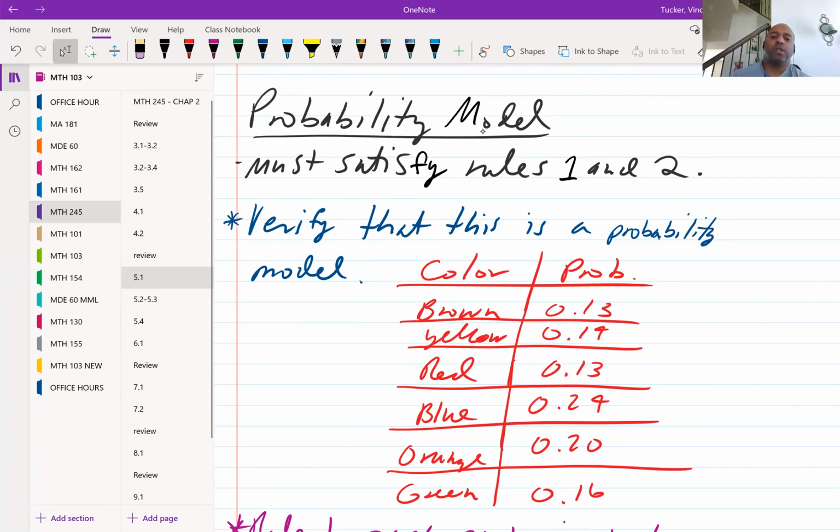So, you can think about M&M's, which has brown, yellow, red, blue, orange, and green. So think about a bag of M&M's. If you have the probability already calculated for you, 13% chance of getting brown, 14 getting yellow, 13 red, 24 blue, 20 orange, and 16 green. You want to verify.